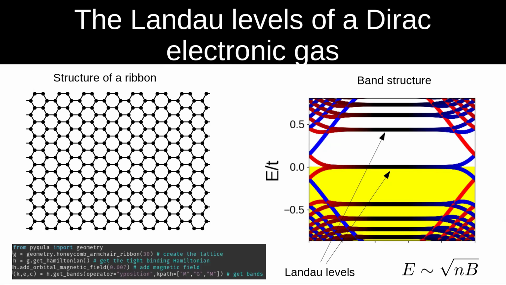And in this band structure, you can see that there's a set of flat bands that are black here, that are located on the bulk. And then there's a set of edge states that here are red and blue, that are located, of course, on the edges, and are the ones responsible for the quantization of the conductance in the quantum Hall state.